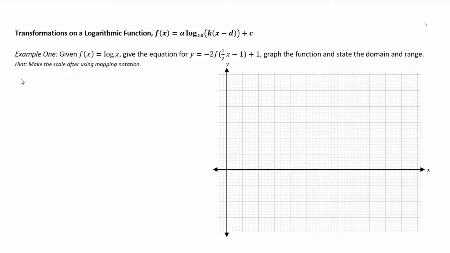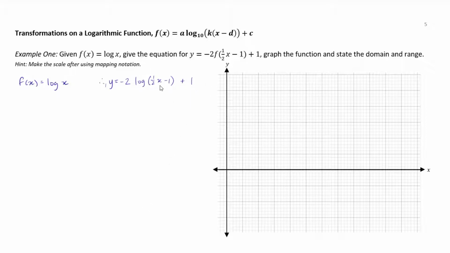So I'm going to start right here, and I'm going to say f of x is equal to log x base 10. So as we can see here, I've got a reflection in the x-axis plus a vertical stretch of 2. So I would say, therefore, y is equal to negative 2, right there. And then the function, logarithm base 10, I'm not going to write that. I'm going to assume that it's 10 if I don't write anything.